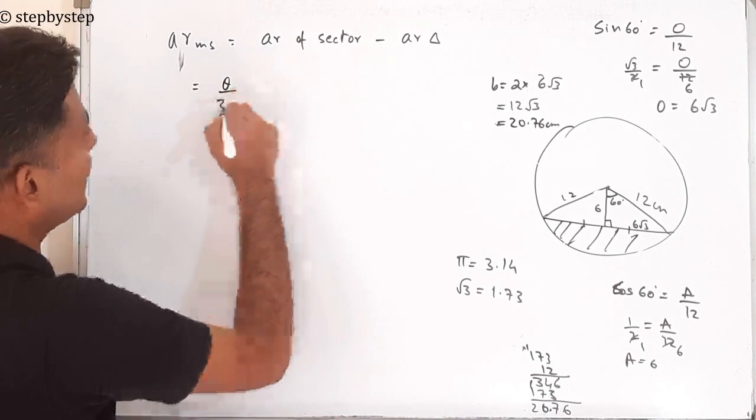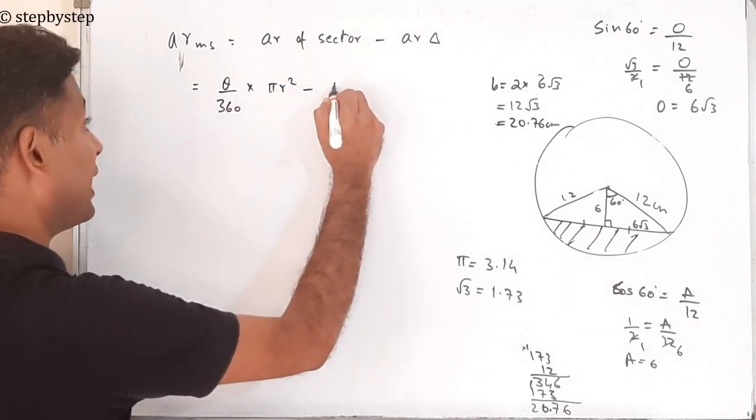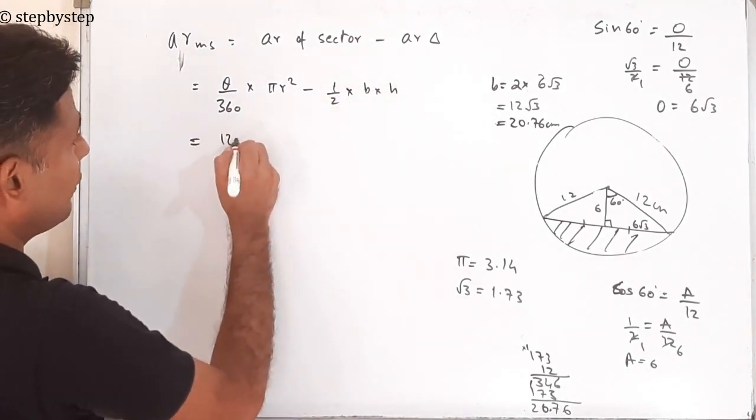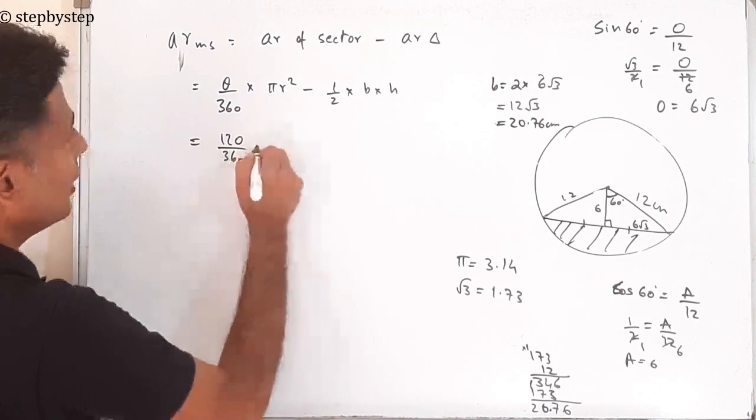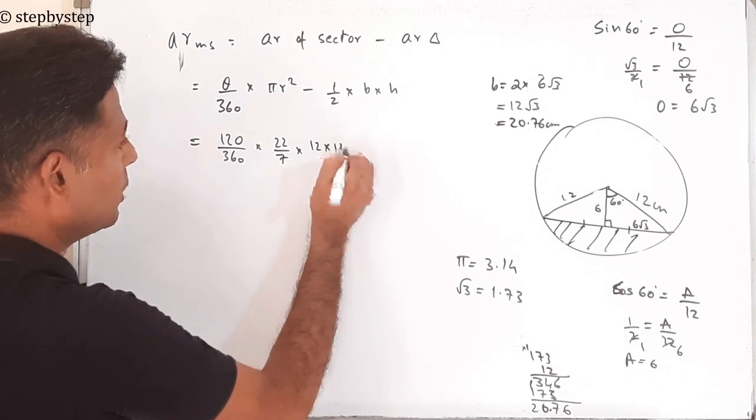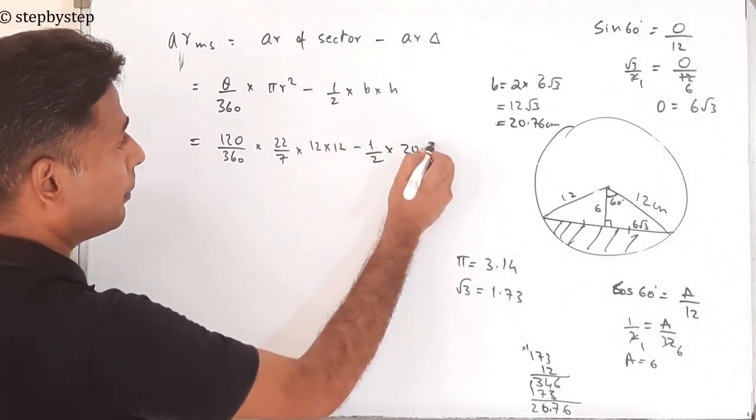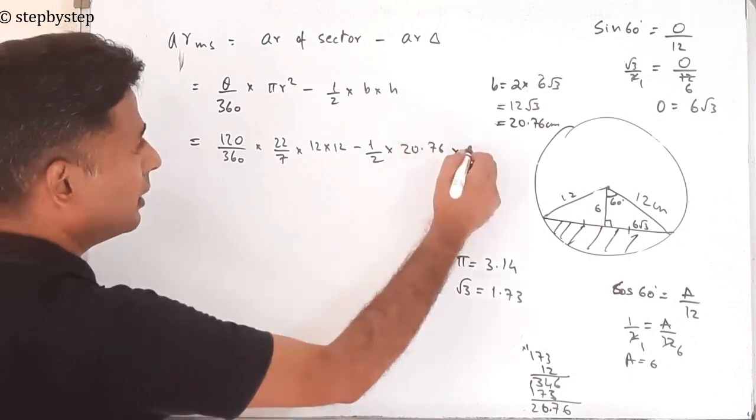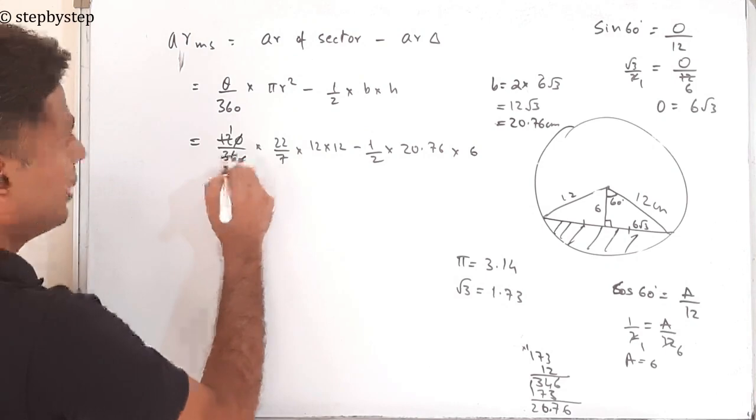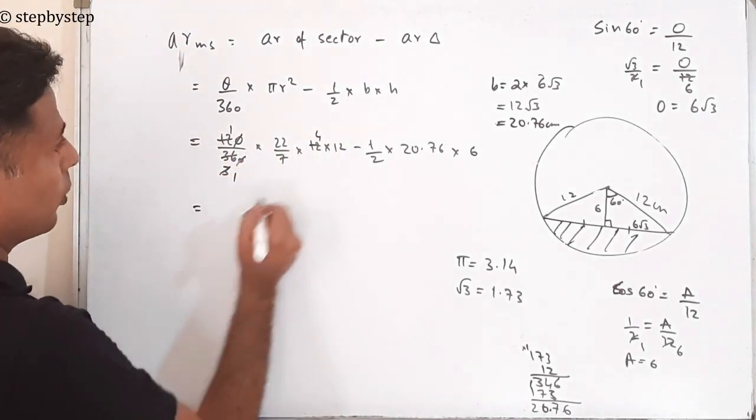Area of sector, theta by 360 into pi r square, minus area of triangle, half into base into height. So theta is 120 by 360 into pi, that is 22 by 7 into r square, that is 12 into 12, minus half into base is 20.76 into height is 6, right? 0 0 cancels, 12 ones are 3s are, 3 ones are 4s are. Anything else we can simplify? No.